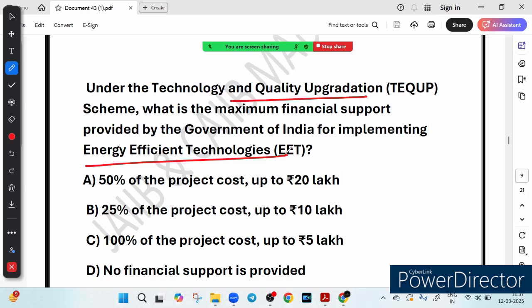So friends, option number A suggests 50% of the project cost up to 20 lakh. This option overestimates the government financial support. The scheme does not provide that much, right? Option B, 25% of the project cost up to 10 lakh.